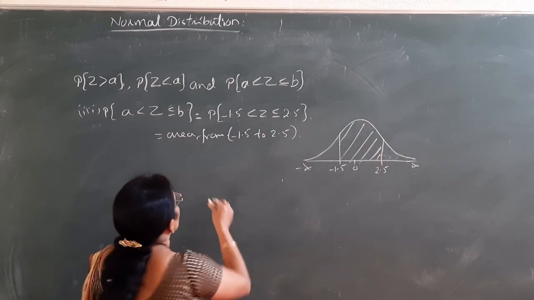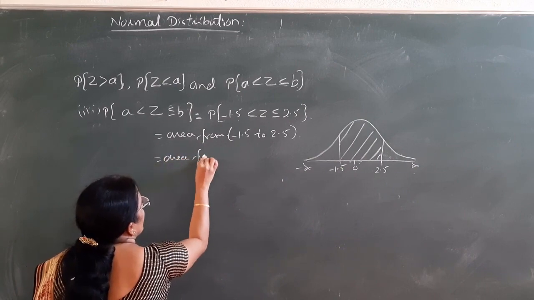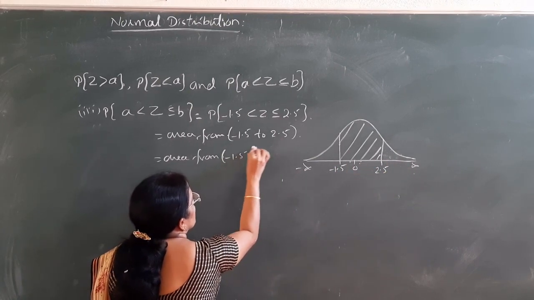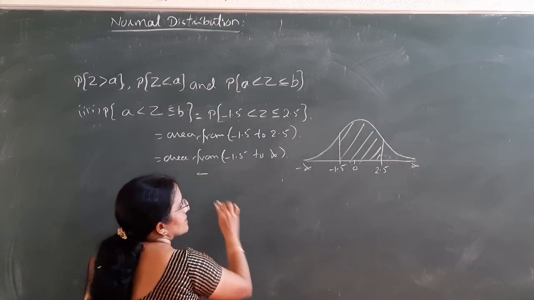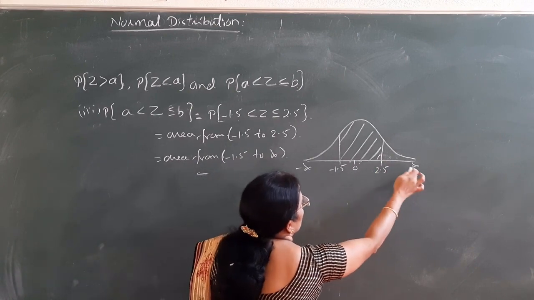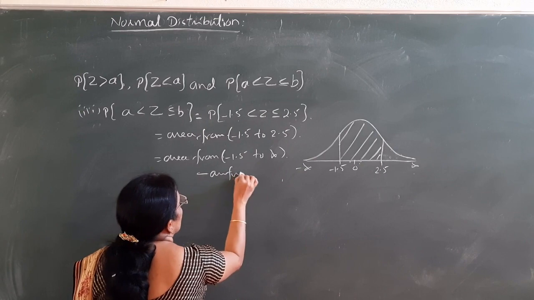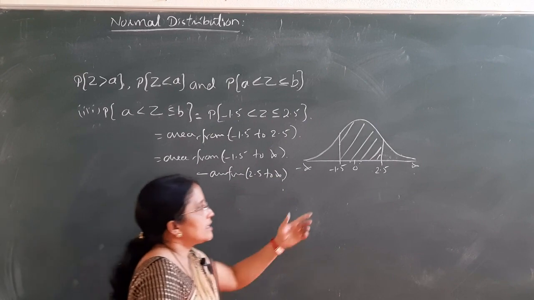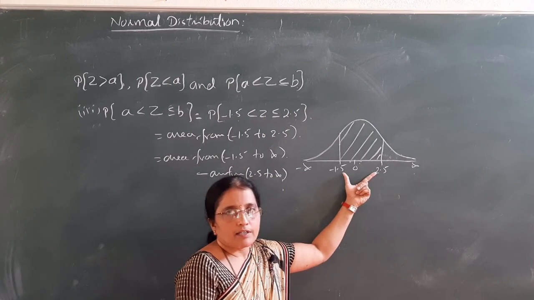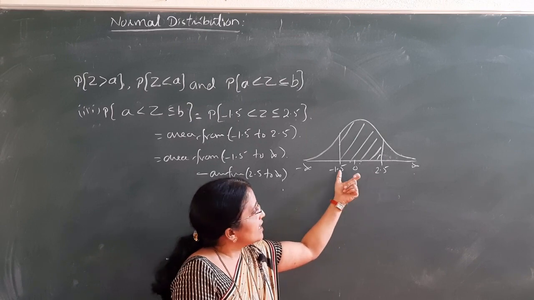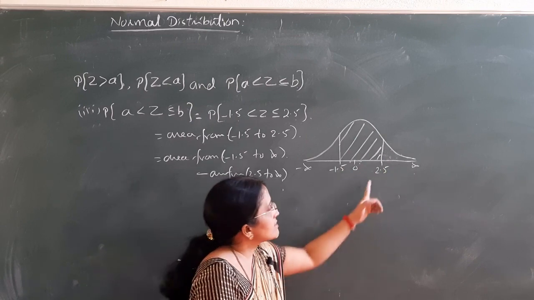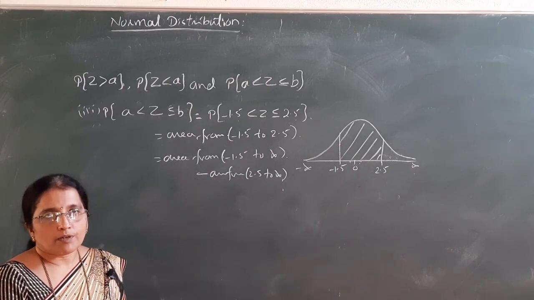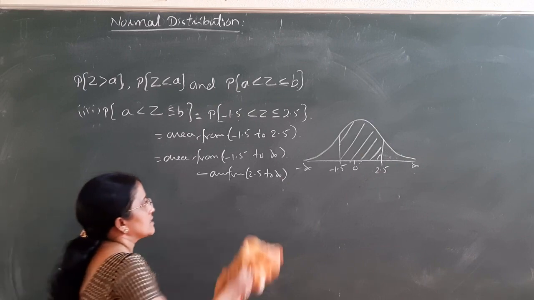Is it right? So what to do? The area from minus 1.5 to infinity minus this part, that is the area from 2.5 to infinity, right? So once the required region is specified, next consider the area from the left extreme to infinity minus the area from the right extreme to infinity. That way we can calculate the area between two specified values of z.